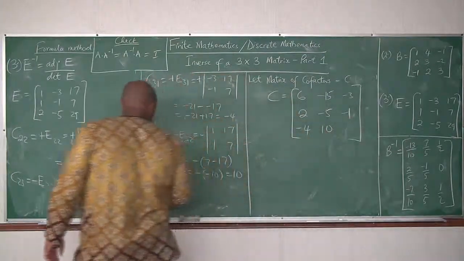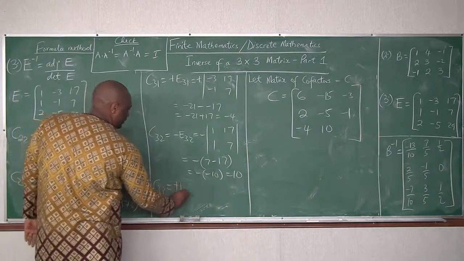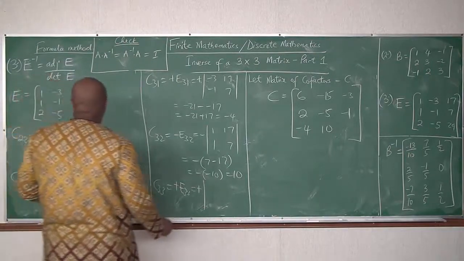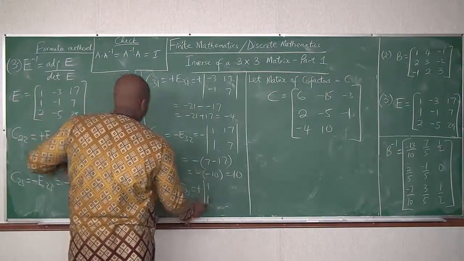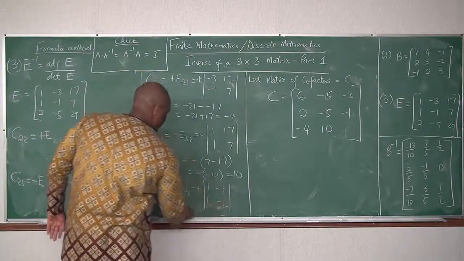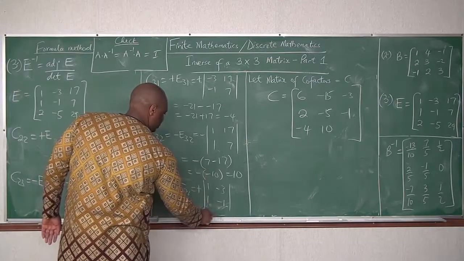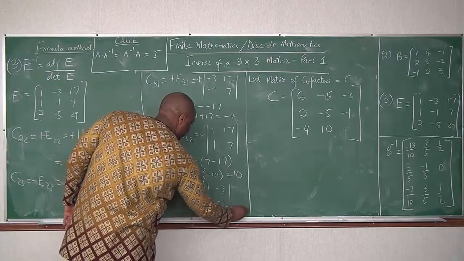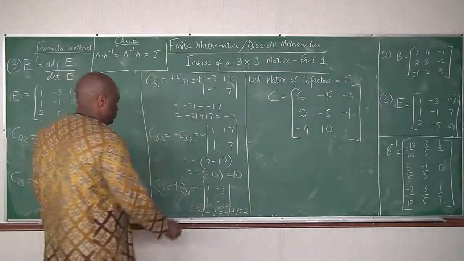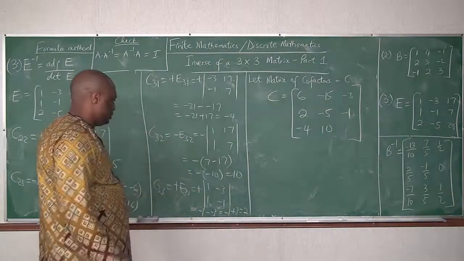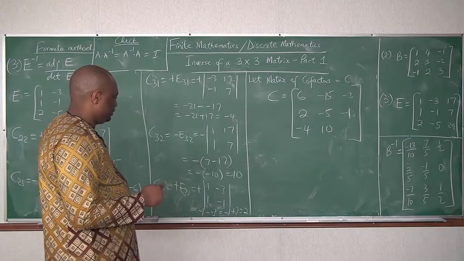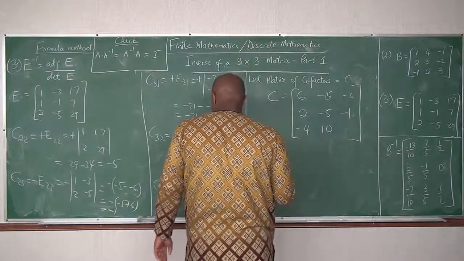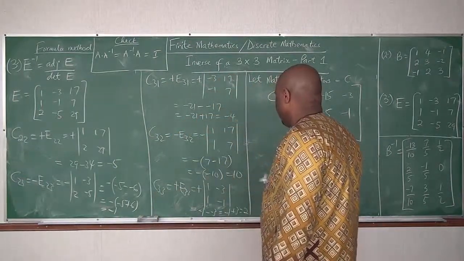And then C33 will be plus E33, which is plus the determinant. 1, 1, negative 3, negative 1. So this will be what? Minus 1, minus, minus 3, which is minus 1 plus 3, which is 2. Okay? Minus 1, minus, minus 3, yeah, which is 2.